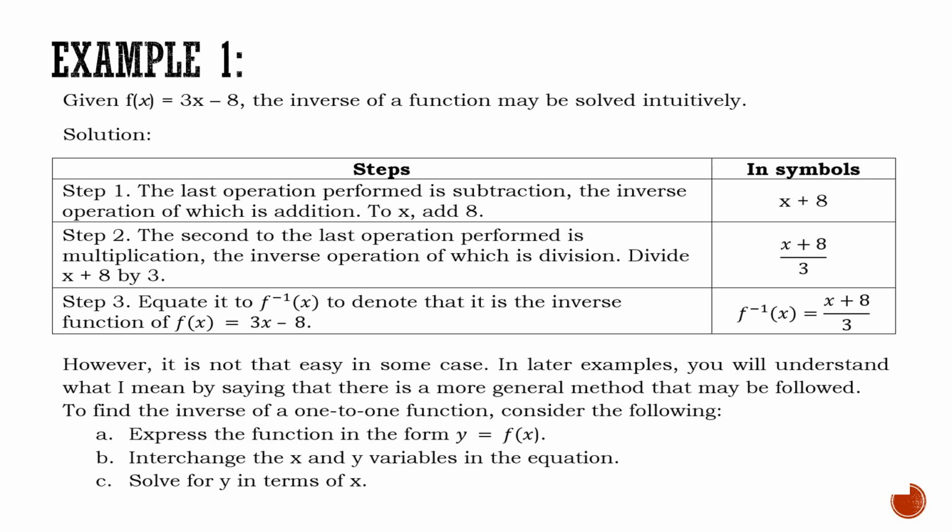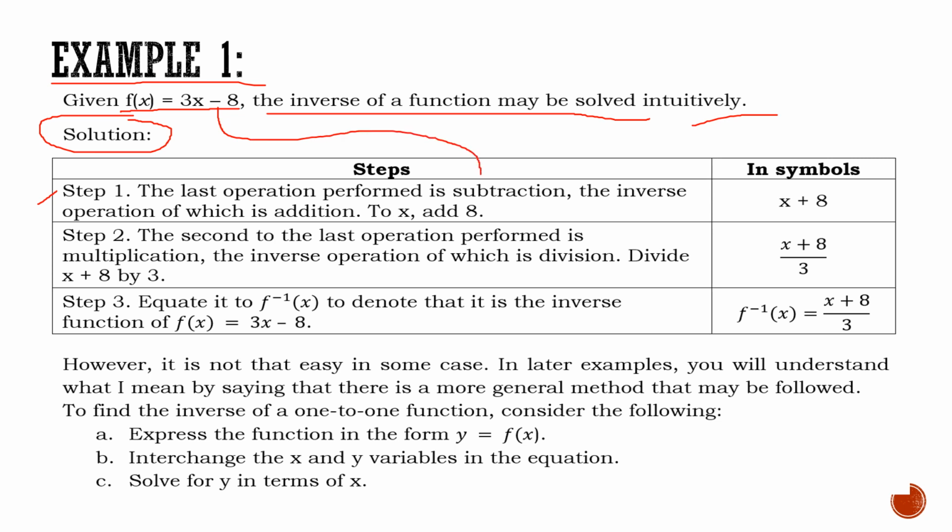So for us to visualize more the process of how we get the inverse of a one-to-one function, let's deal with example number 1. Here, there's a given f of x is equal to 3x minus 8. The inverse of a function may be solved intuitively. So let's deal with our solution. For the first step, the last operation performed is subtraction. As you can see in the given function, the last operation performed is subtraction, so the inverse operation of which is addition.